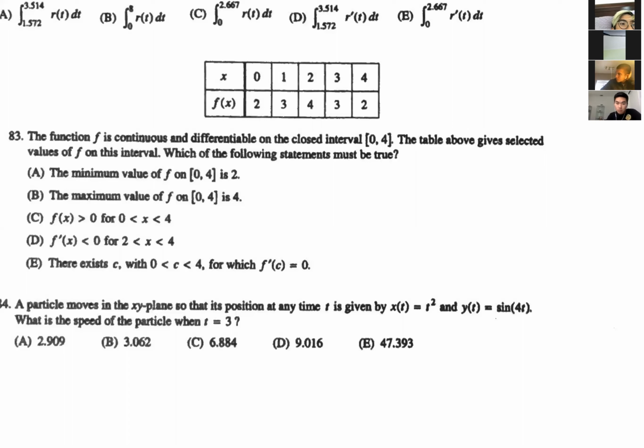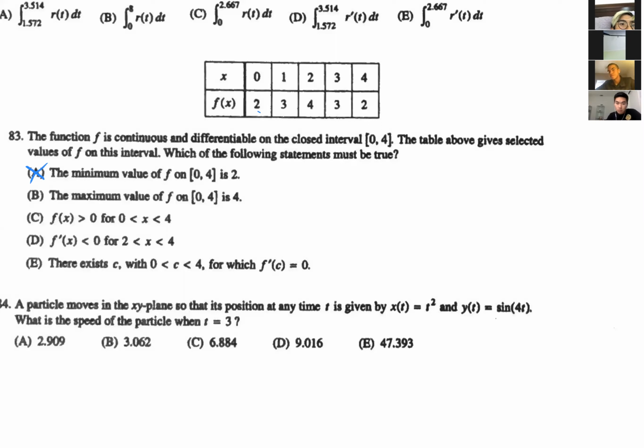Right here, letter A, it says the minimum value is 2. Well, it tells us what happens at 0, 1, 2, 3, and 4 for those x coordinates, but do we know what happens in between 0 and 1, or in between 1 and 2, or in between 2 and 3? It could go lower than 2. We don't know, so I can't say for sure. It says which of the following must be true. I can't say that this one must be true, so I'm going to cross that out.